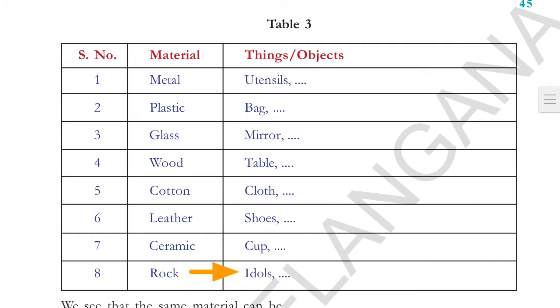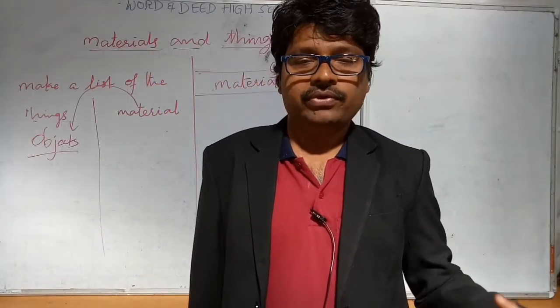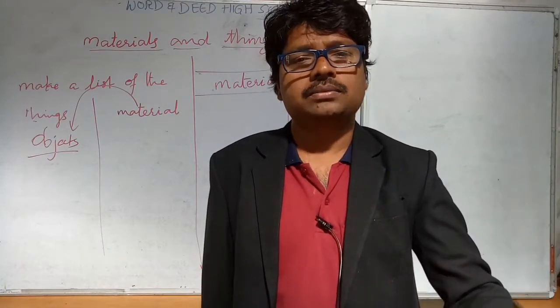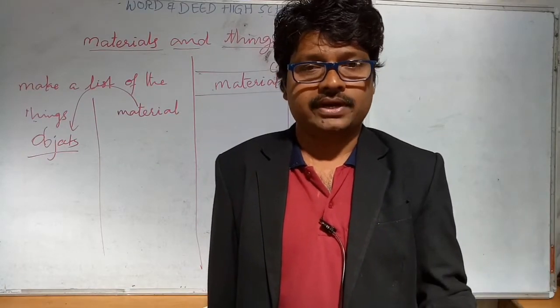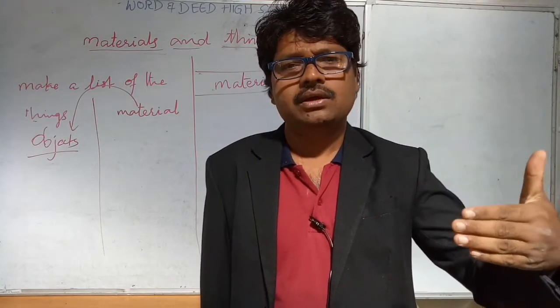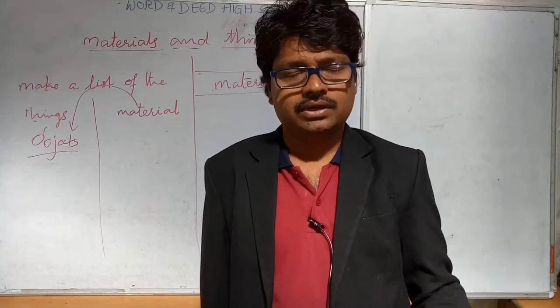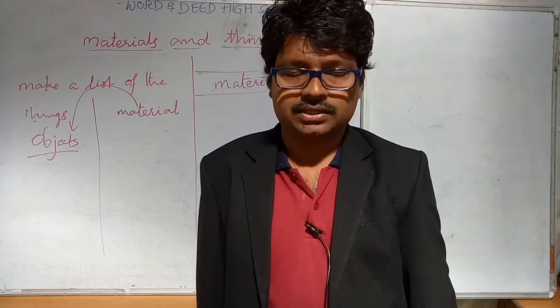made up of rock. Not only these objects, students, you have to extend the list of the objects made by these materials. Like this, you have to do the activity, students. Next, here we have to understand based on what properties the materials are classified, how do we decide that the material is used to make that particular object? How do we decide? Okay, all of these things let us understand in this chapter.